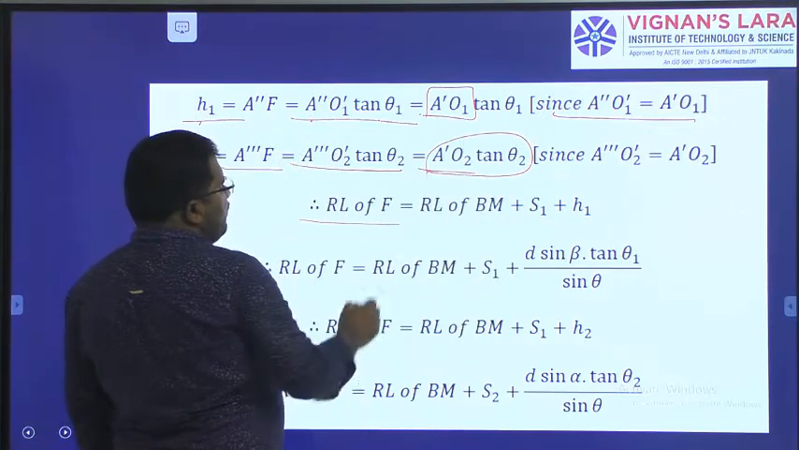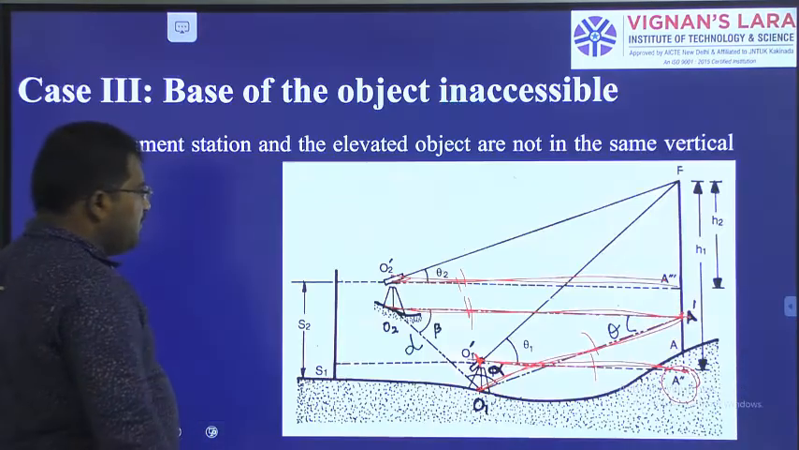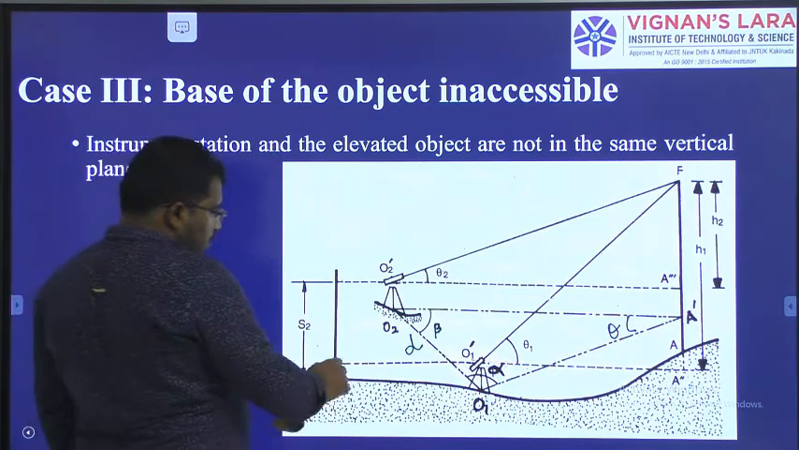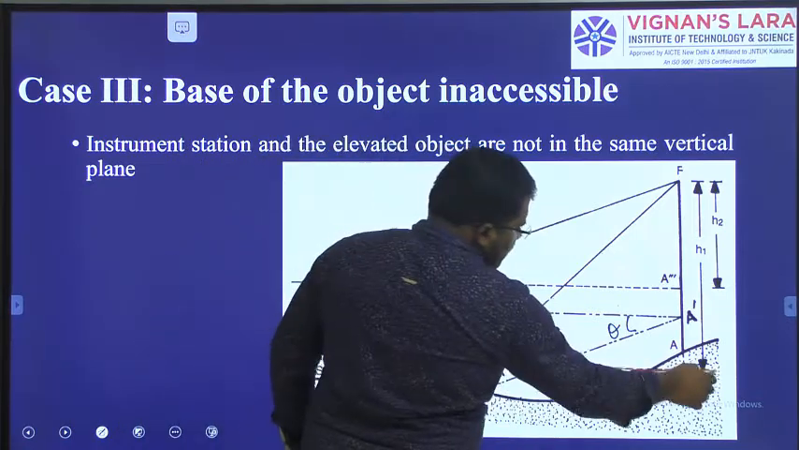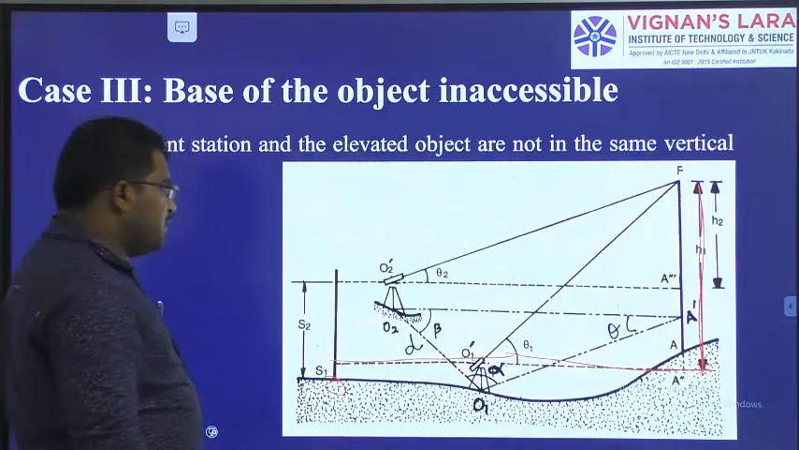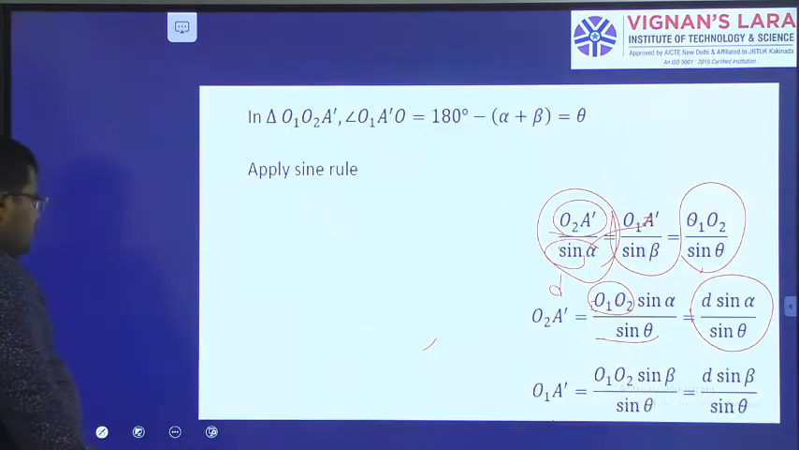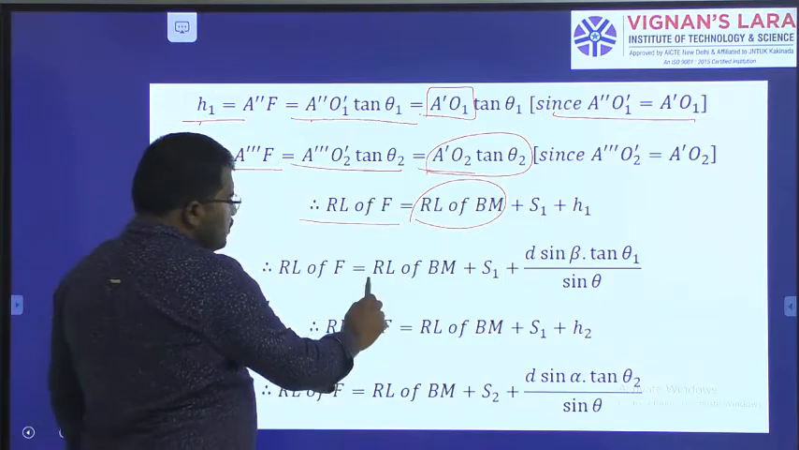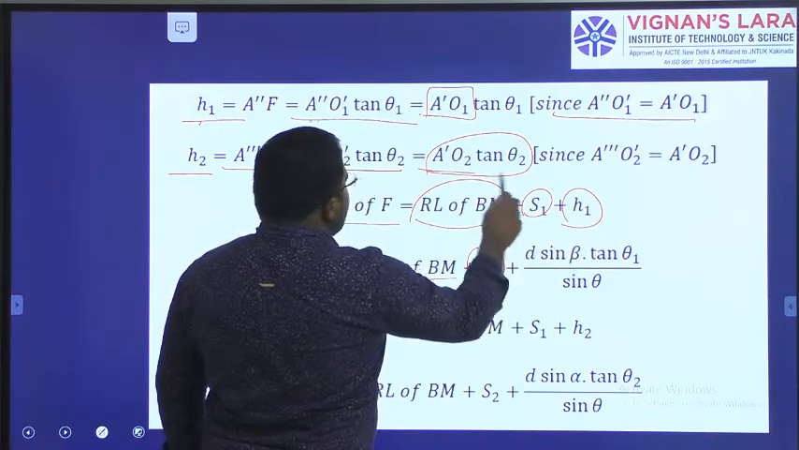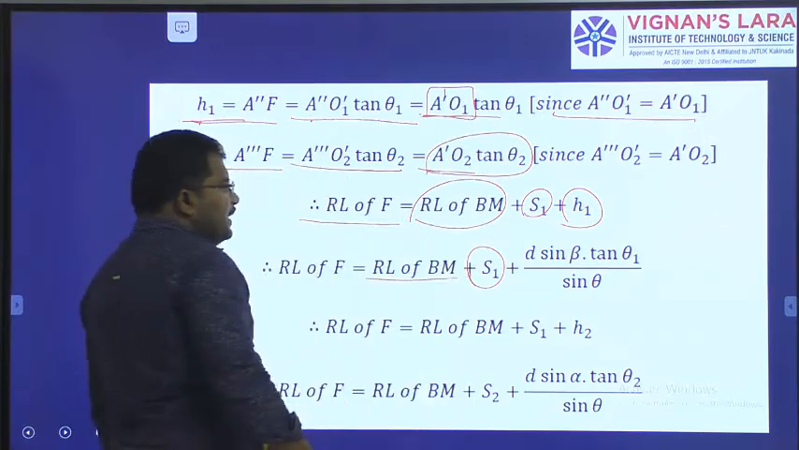Now RL of F is equal to RL of benchmark plus, if you are seeing here, RL of benchmark is this one over here. If you are adding H1, you are going to get the value. We need to add this S1 also. That will be RL of benchmark plus S1 plus H1. So H1 is equal to how much? H1 is equal to A dash O1 into tan theta.